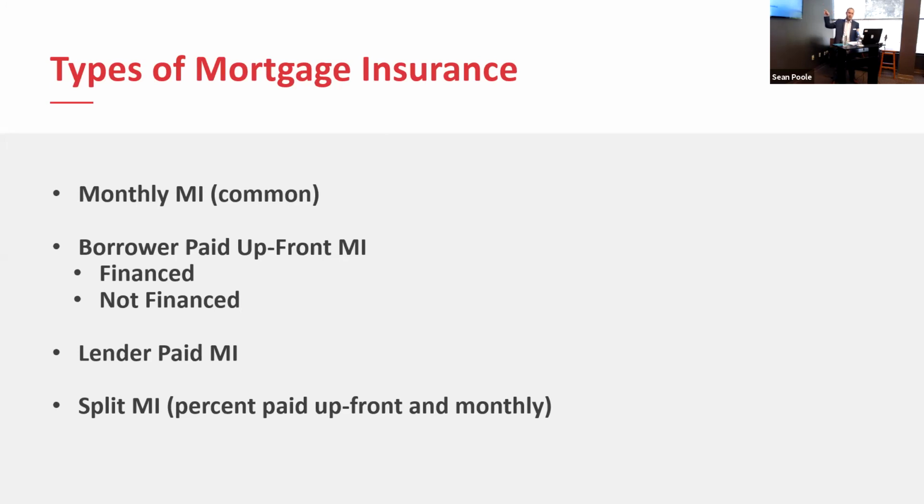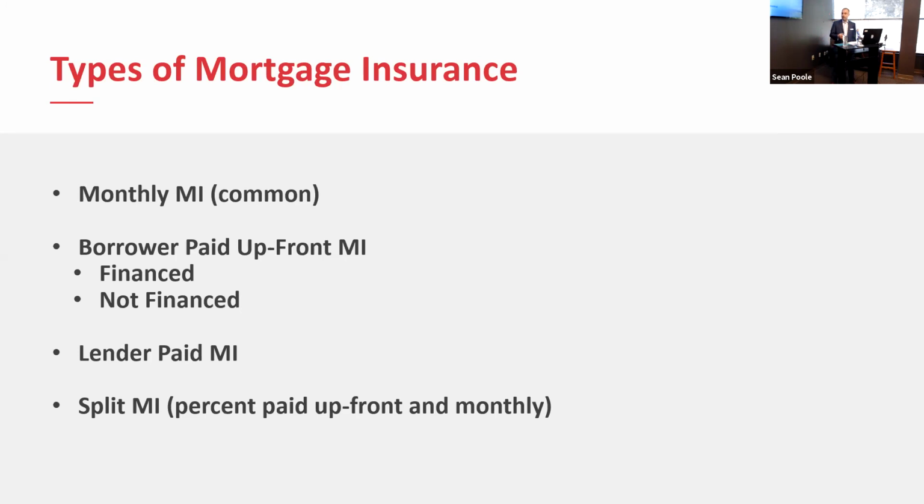But I have a lot of clients, if they have a 760 or 780 credit score, who can do a 10% down loan and pay $3,000 or $4,000 up front to avoid that monthly mortgage insurance that could cost them $7,000, $8,000, $9,000 over 7 or 8 years of paying. So there are different ways to structure that are really good for buyers. And it obviously decreases the payment as well because you're not paying that monthly mortgage insurance.